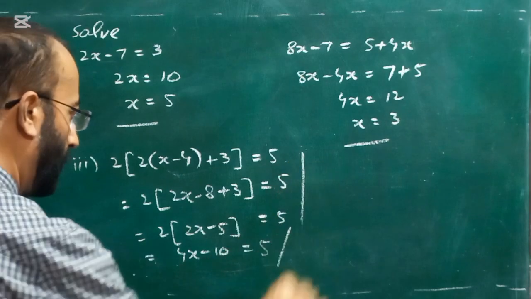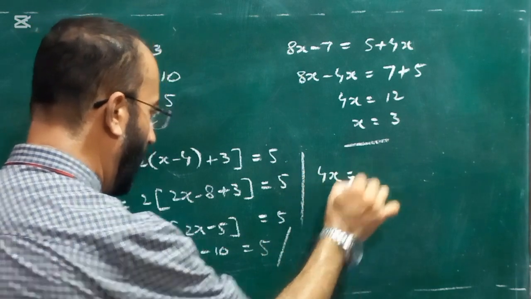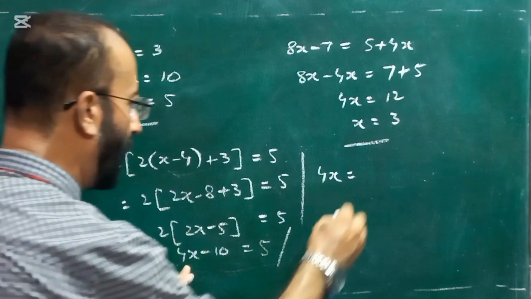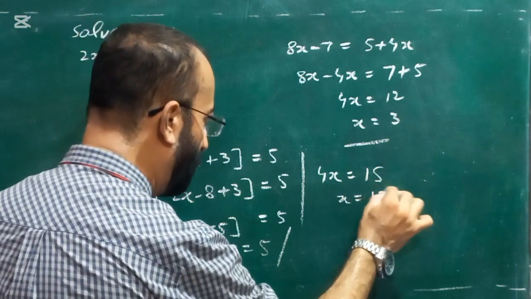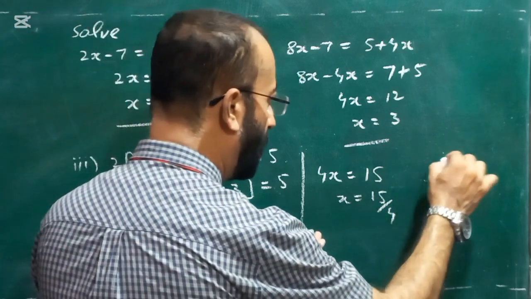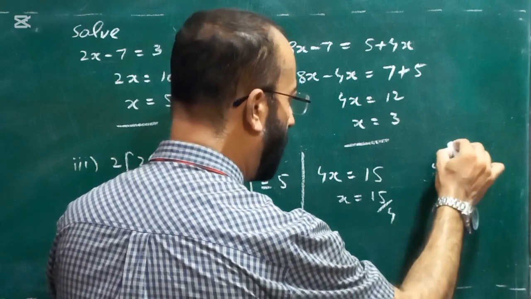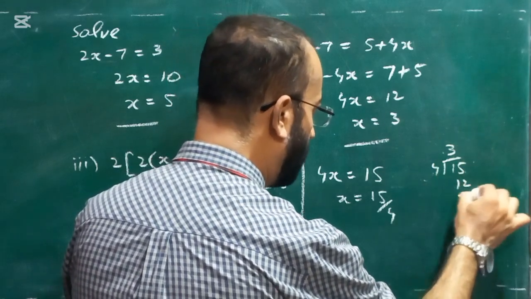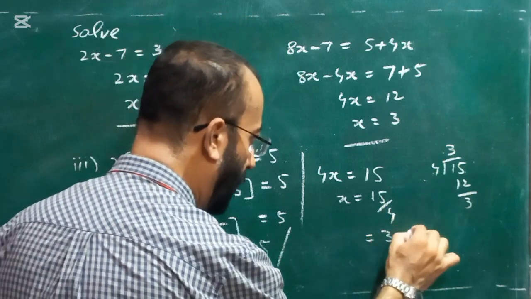From here, 4x will remain here, and this minus 10 will be shifted to the right hand side. It will become 15. So x is equal to 15 by 4, because this is an improper fraction. So we will divide the values. 15 inside, 4 outside the bracket. 4 3s are 12. So the whole number 3, and 3 by 4, is the answer.